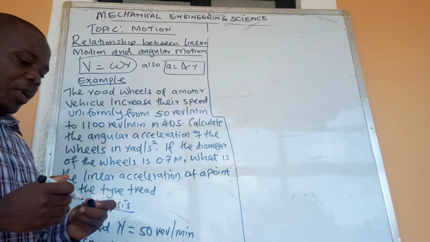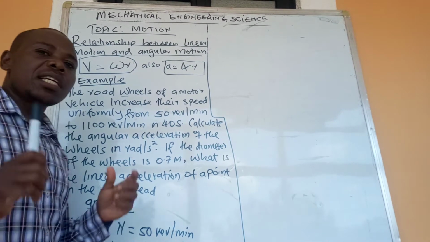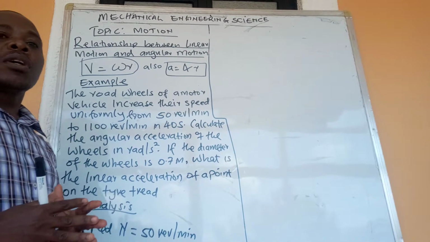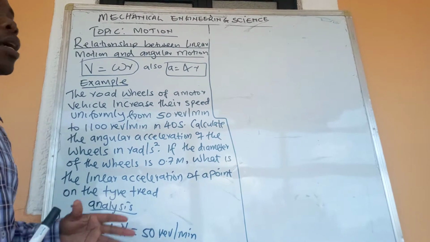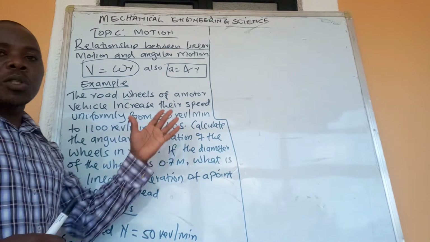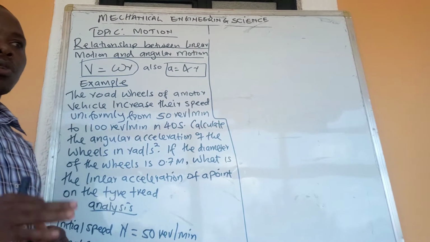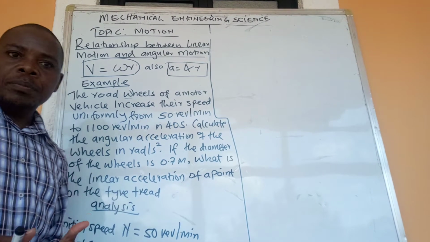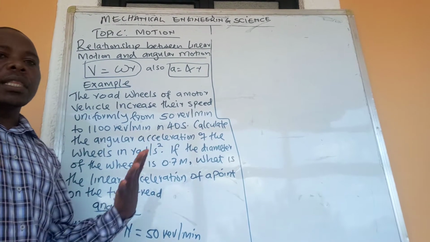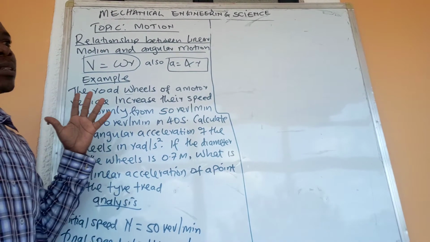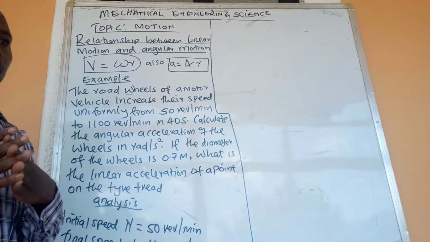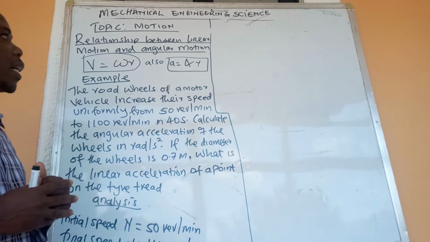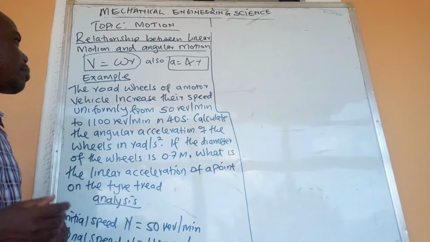In this topic, you will also very importantly remember the three equations of linear motion and the three equations of angular motion. Today we want to look at an example of a problem that will help us cement and link the relationship between linear motion and angular motion.